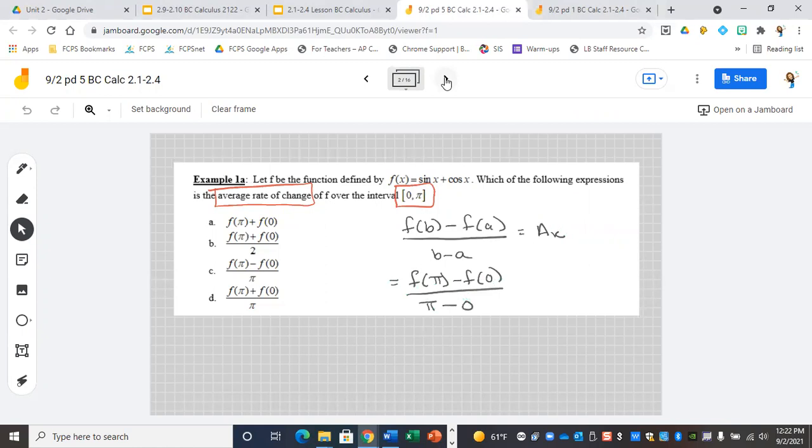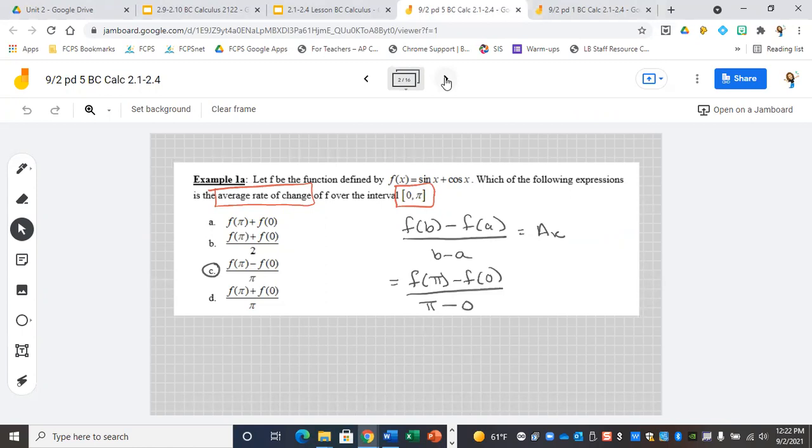So which would be your correct answer choice? C. Okay. They're not asking us to actually calculate what that average rate of change is from 0 to pi. They just want to see the setup. So any questions on that one? All right, let's take a look at another one.